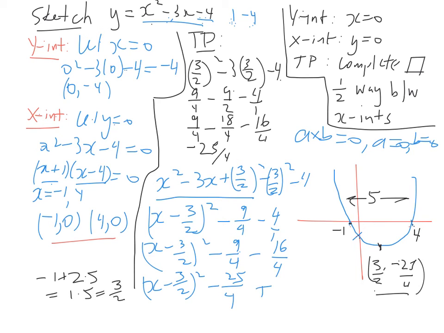We've got a turning point at, sorry, not negative 3 over 2, positive 3 over 2, and negative 25 over 4.